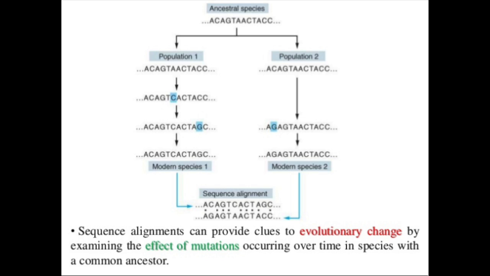And here's another example of how the ancestor species' gene developed and changed over time into different species, which are modern species. And then how sequence alignment can provide clues to evolutionary changes by examining the effect of mutation occurring over time in species with a common ancestor.